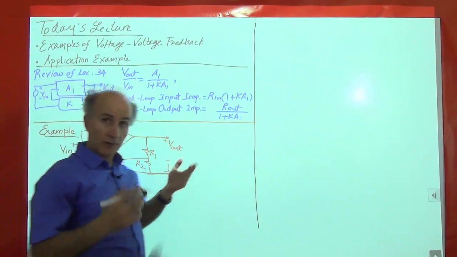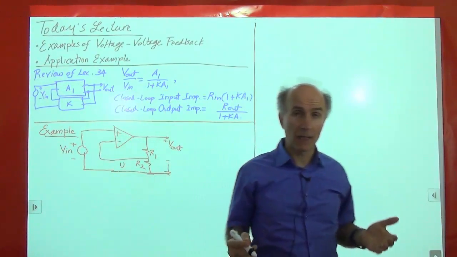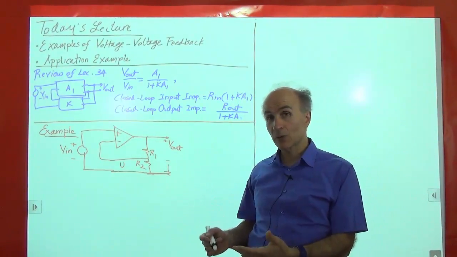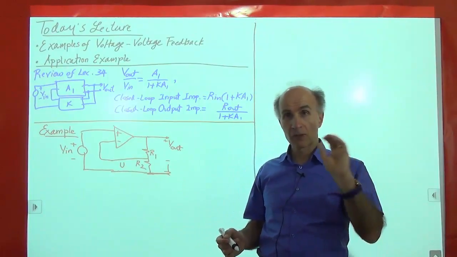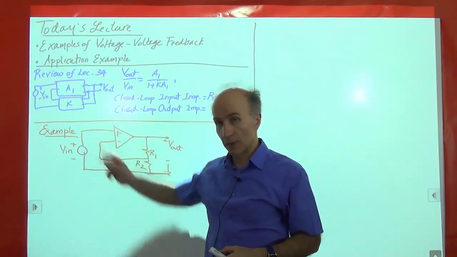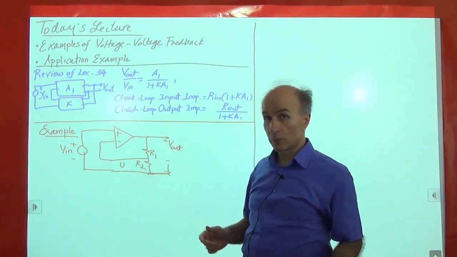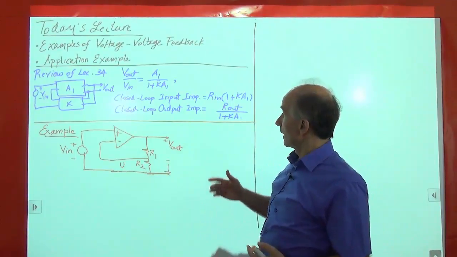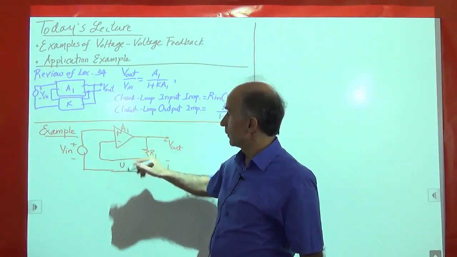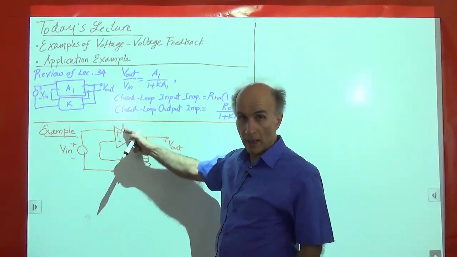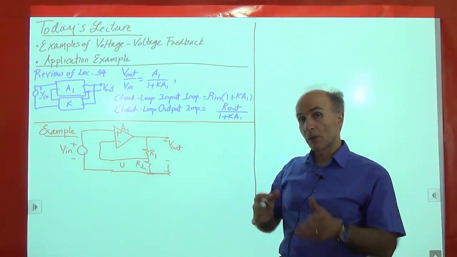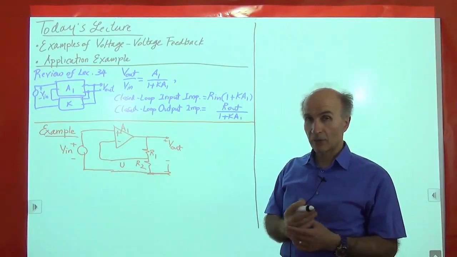right? So this is, of course, the standard non-inverting amplifier we have studied in Electronics 1, but now we discover that it is actually a voltage-voltage feedback topology, meaning we are sensing the voltage at the output and we are returning a voltage to the input. Okay, so the voltage gain, of course, is not the original voltage gain anymore. If this amplifier has a gain of A1, we can see that the closed loop gain will be A1 divided by 1 plus K times A1, as we've seen before. But also the input and output impedances have changed.